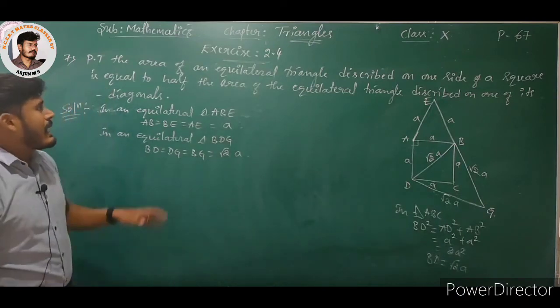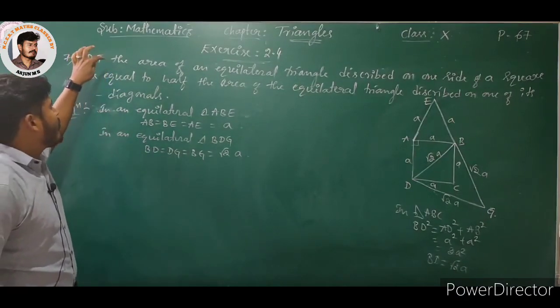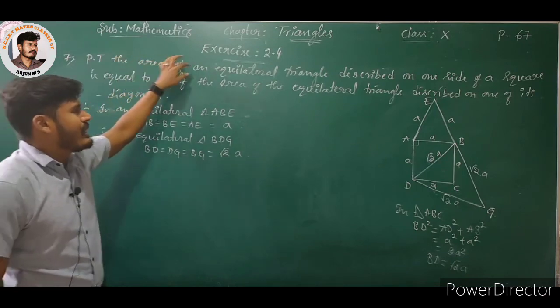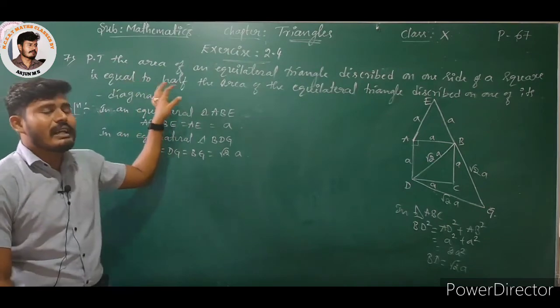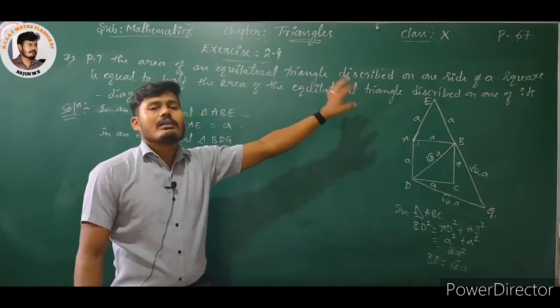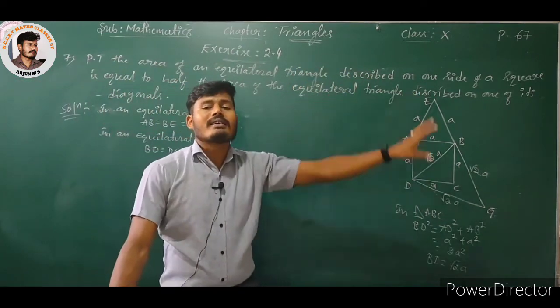Now they are asking you to prove that the area of an equilateral triangle described on one side of a square is half the area of the equilateral triangle described on one of its diagonals.